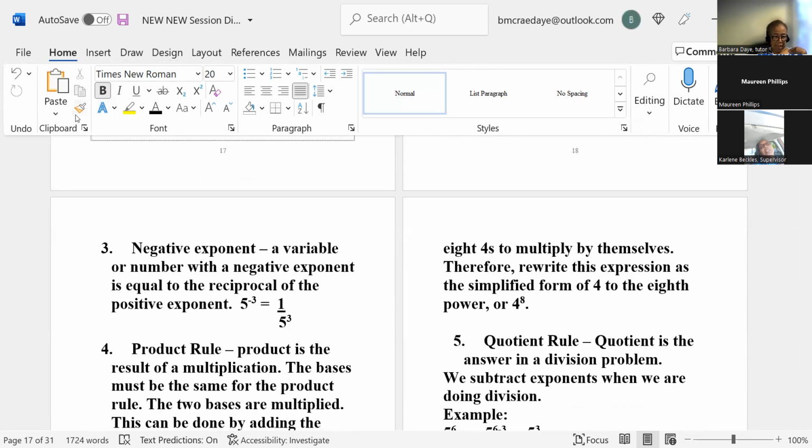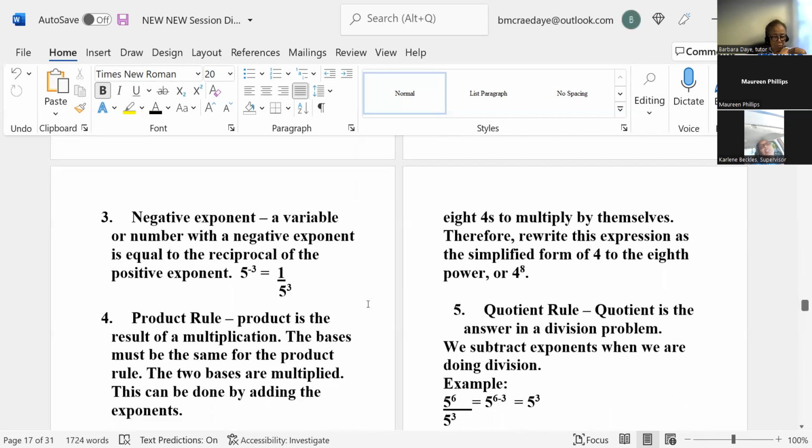When the exponent is negative, it's the reciprocal, and reciprocal means you put 1 over the number and raise it to the positive power. So 5 to the minus 3 is 1 over 5 to the 3rd power.